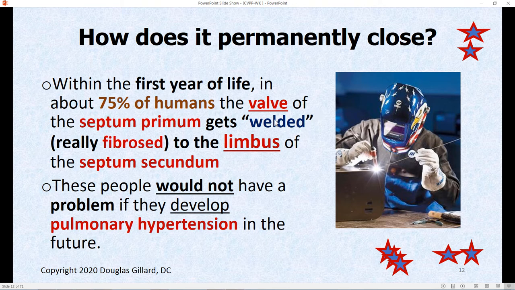All right, so everything I said, about 75% of humans get a welding of that valve together. The limbus and the valve weld together, I should say. And so what happens if you don't? 25% of you, some of you in the class, don't have a welded valve and limbus. So that's actually got a word for it. You have a probe patent foramen ovale. And that could be a problem only if you develop pulmonary hypertension.